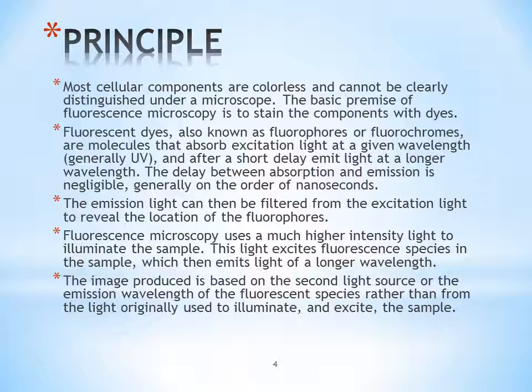A fluorescent microscope uses much higher intensity light to illuminate the sample. This light excites fluorescent species in the sample, which then emit light of a longer wavelength. The image produced is based on the second light source, or the emission wavelength of the fluorescent species, rather than from the light originally used to illuminate and excite the sample.